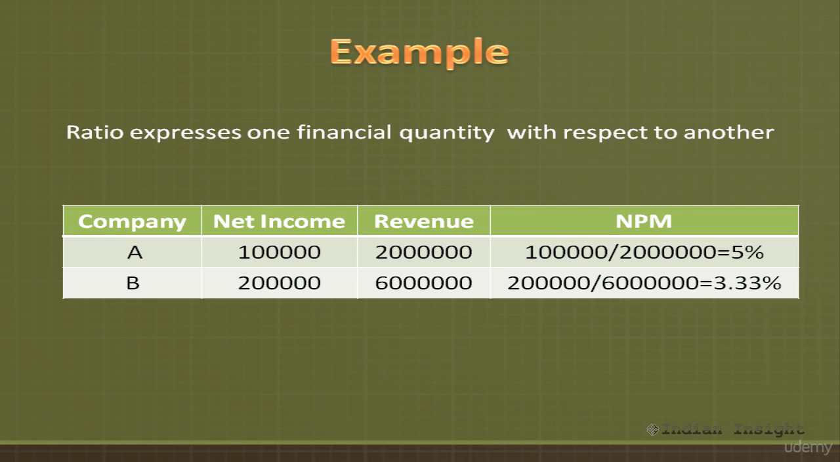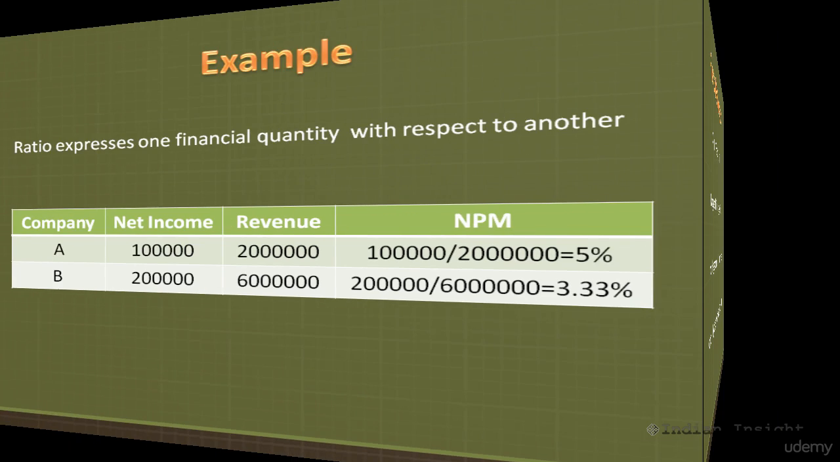So company A generates $5 profit for every $100 in revenue, while company B generates $3.33 profit for every $100 in revenue. Hence, company A is actually more profitable despite the fact that company B is reporting higher revenue and net profit. However, this analysis does not tell us why company A is more profitable than company B, and we would need to dig deeper to answer that question.